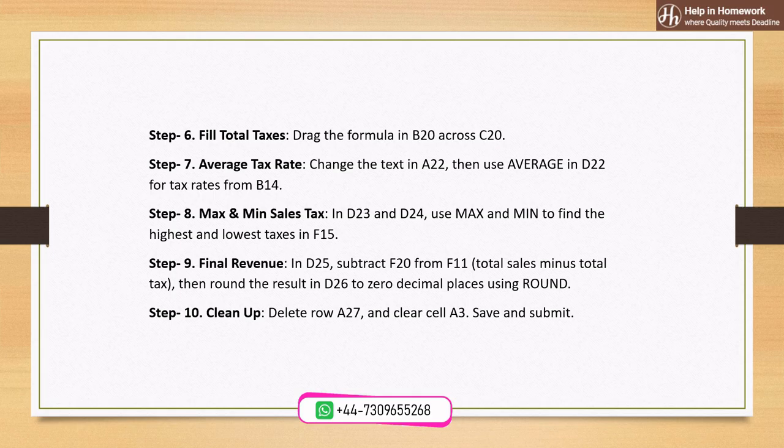Step 9. Final revenue. In D25, subtract F20 from F11, total sales minus total tax, then round the result in D26 to 0 decimal places using round. Step 10. Clean up, delete row A27, and clear cell A3.